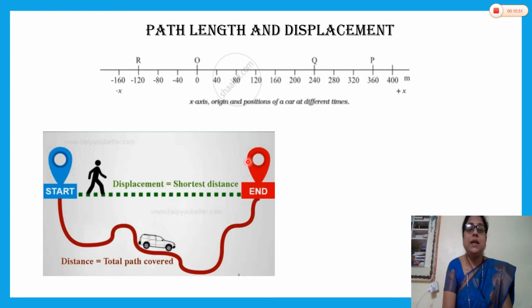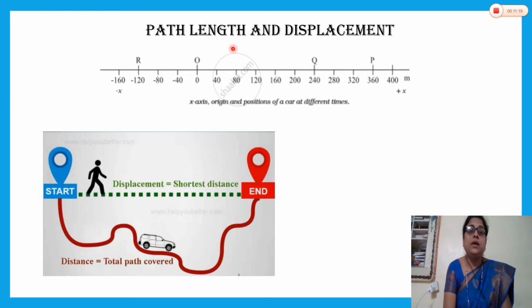So here in this line, the x-axis, here is the origin. We consider here 1 centimeter distance as 40 meters, suppose 40, 80, 120. Now again we consider the distance and displacement, or path length and displacement. When our object moves from point O to Q, we can say the distance and displacement both are 240 centimeter.